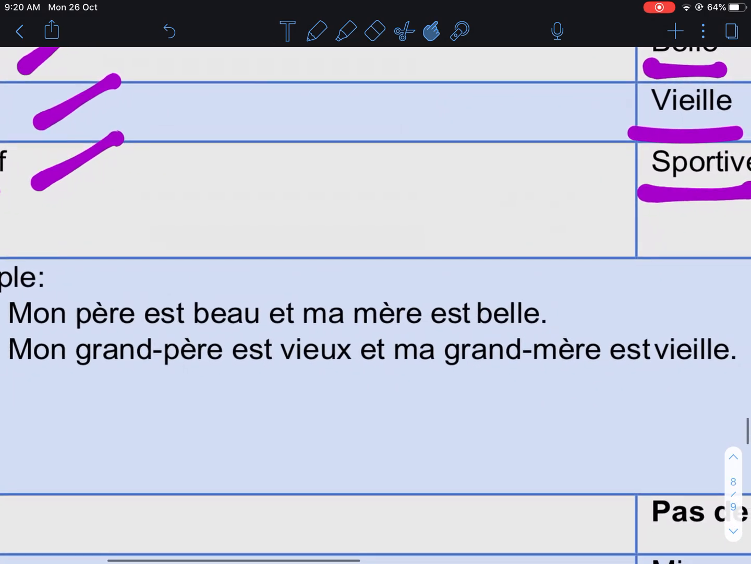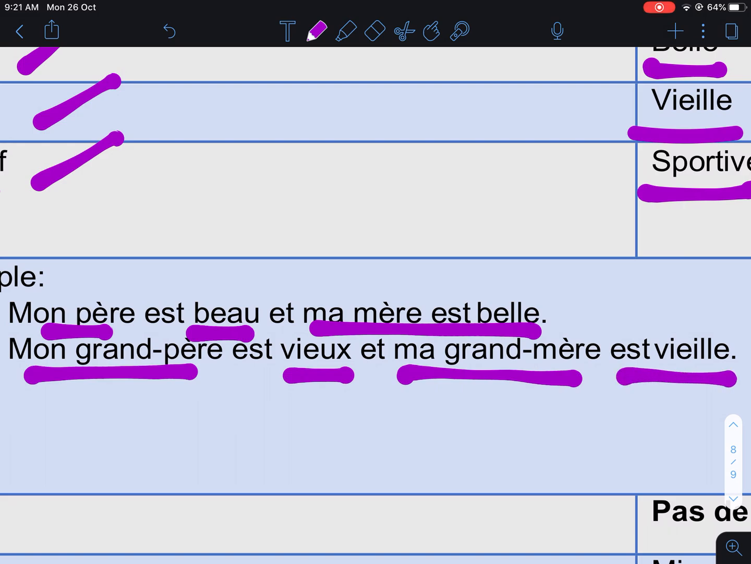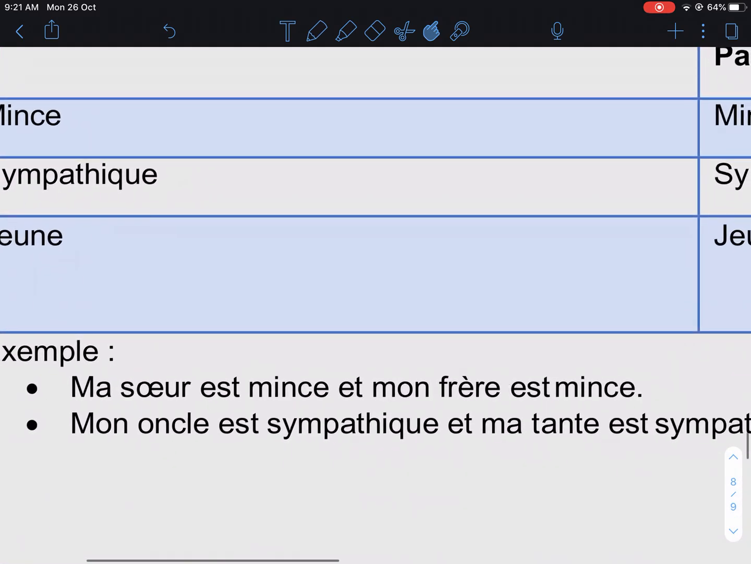Now let's look at the examples given here, when the adjective in female form changes completely from the male form. You have here mon père est beau et ma mère est belle. My father is handsome and my mother is beautiful. Now the next one, mon grand-père est vieux et ma grand-mère est vieille. My grandfather is old and my grandmother is old. So in this variation, the female form changed completely from the male form. Now let's look at the last variation.